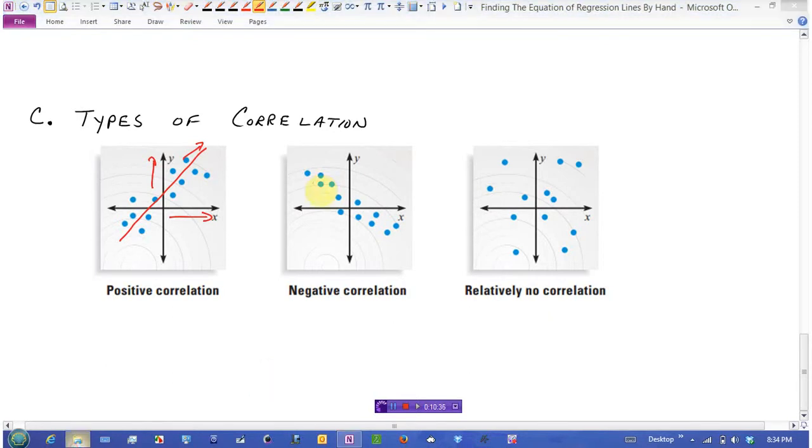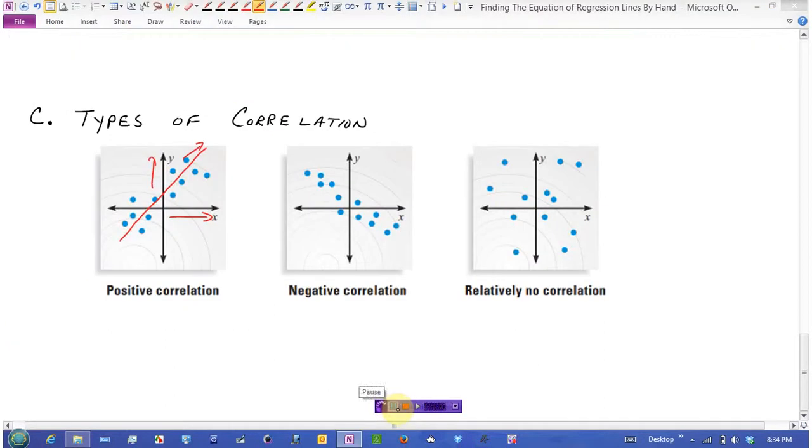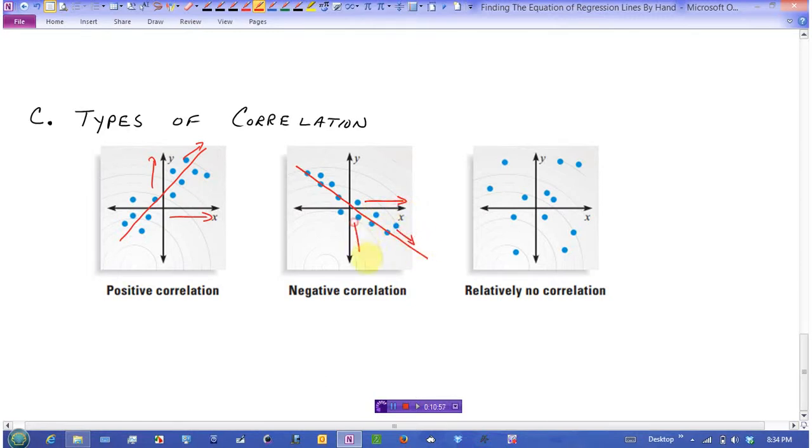In the second one, we have a correlation that is moving in the opposite direction. As the x value goes out this way, it's getting larger, but as we go down this line, the y value is getting smaller. So that would be a negative correlation. And in the last one, there's really no pattern at all. I would not be able to draw any line through there. Any line that I draw would just be a guess. So that would be no correlation.